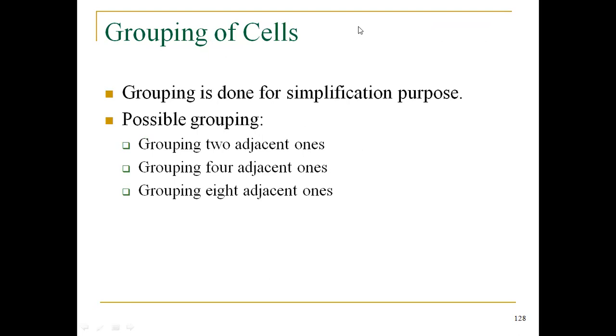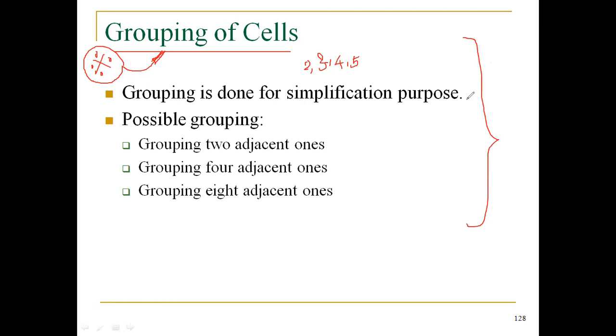Now another important topic, that is called grouping of cells. After filling up the cells, whether it is a 2 variable, 3 variable, 4 variable or 5 variable Karnaugh map, whatever the number of variables, once you draw the K-map and fill the values, how can we group? This is a very important thing. Once you understand this, only then can you solve the problems or design the reduced circuits. We will see this particular concept in the next part.